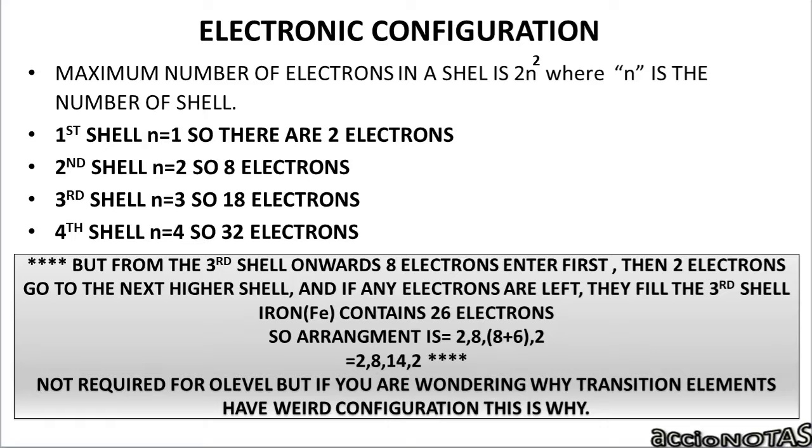I have included a special note here. From the third shell onwards, 8 electrons enter first, then 2 electrons go to the next higher shell, and if any electrons are left, they fill the third shell. For example, iron contains 26 electrons. So the arrangement is 2, 8, then 8 plus 6, and 2. This is not required for O level, but if you're wondering why transition elements have weird configurations, this is the reason.